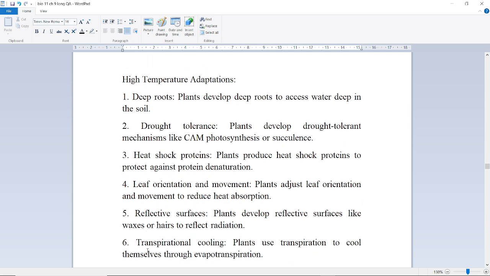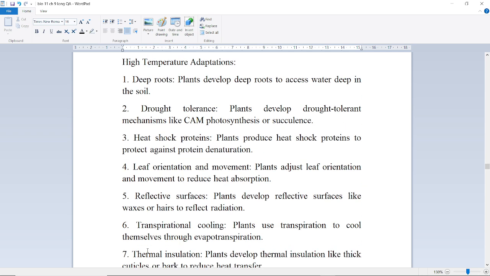Next are high temperature adaptations. Deep roots: plants develop deep roots to access water deep in the soil. Drought tolerance: plants develop drought tolerant mechanisms like CAM photosynthesis or succulents. Heat shock proteins: plants produce heat shock proteins to protect against protein denaturation. Leaf orientation and movement: plants adjust leaf orientation and movement to reduce heat absorption.